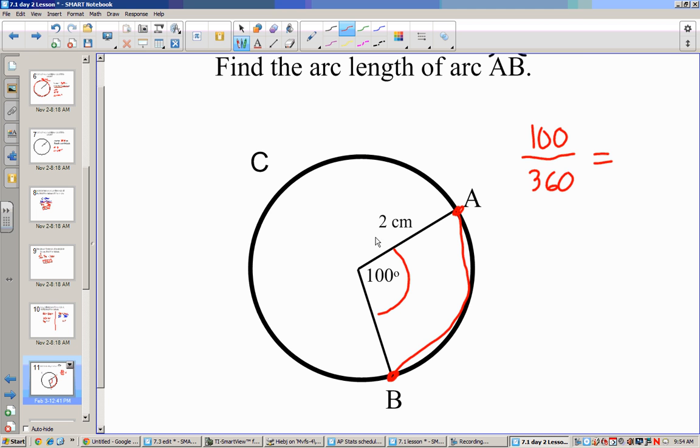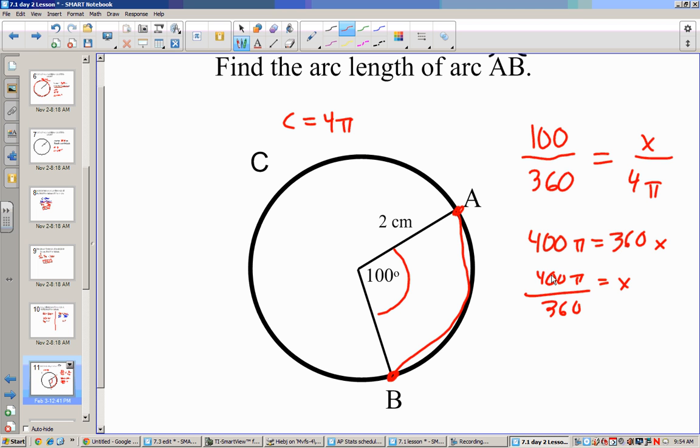We can set up a proportion, which would be the arc length divided by the distance around the whole circle, which would be, if the radius is 2, the diameter is 4, so the circumference will be 4 pi. So I got this because the circumference is 4 pi. So now we just cross multiply and divide. 4 pi times 100 is 400 pi. 360 times x is 360x. And then we divide both sides by 360.